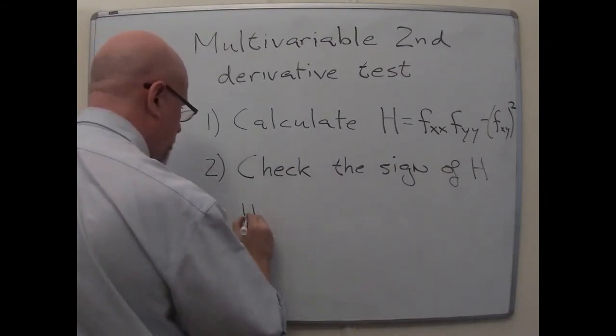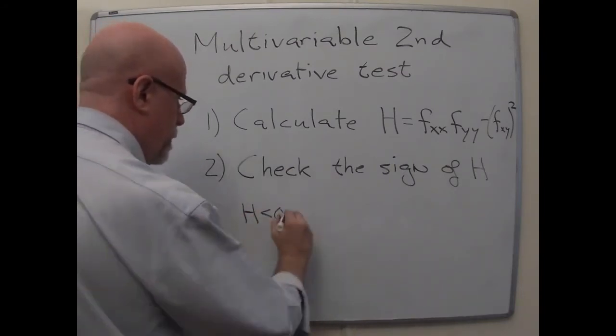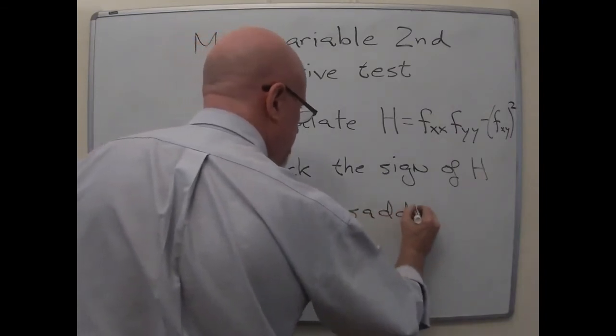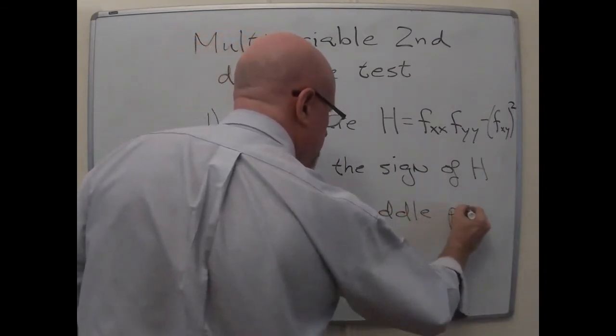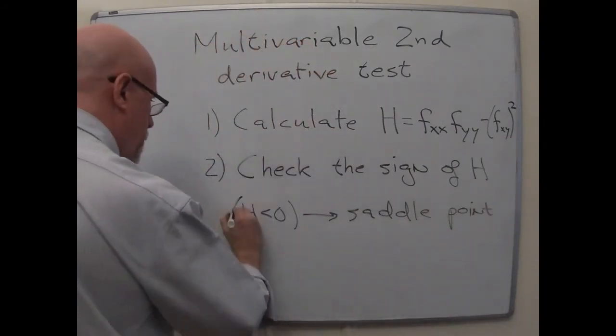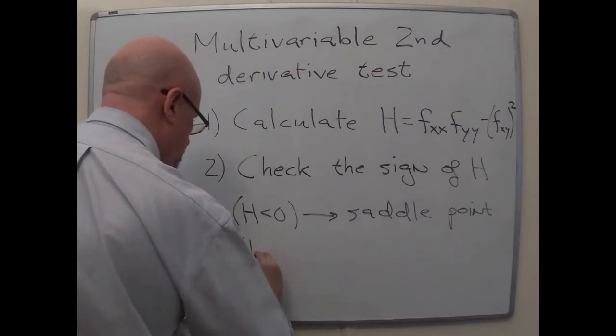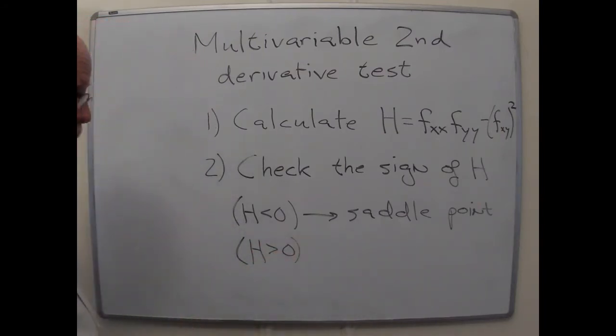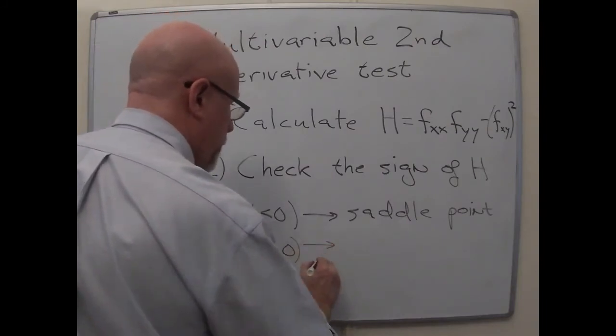And if h is negative, you're at a saddle point. So that will not be a max or a min. If h is positive, you're at a max or a min. And then you're going to have to do something else.